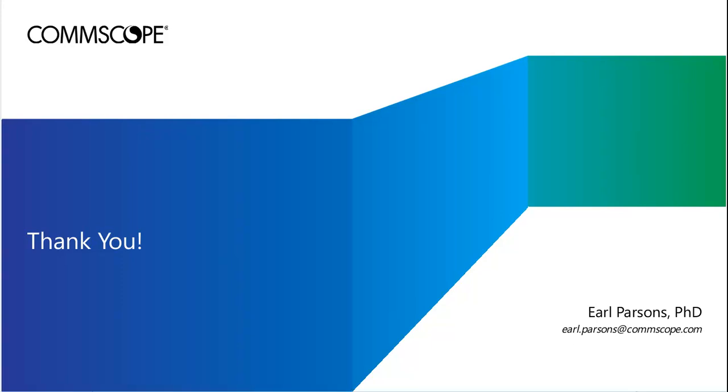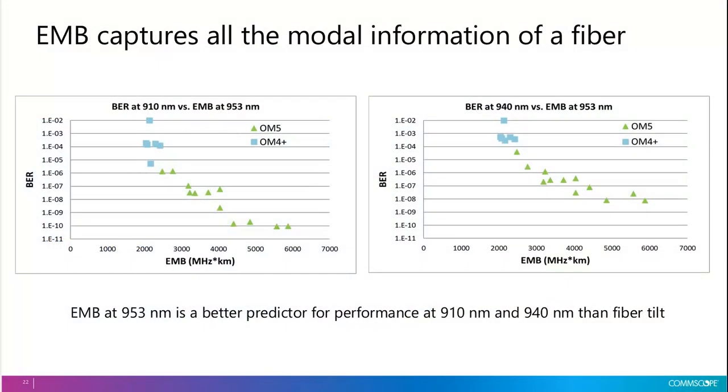Oh, that's a good question. I show BER versus EMB for the 910 and the 940 nanometer channels, and I don't have it here what the 850 and 880 nanometer channels look like. That's in the papers, especially the Journal of Lightwave Technology paper. So what we see is the EMB at 953 is not going to really impact those two wavelength channels, 850 and 880, because they're far away.